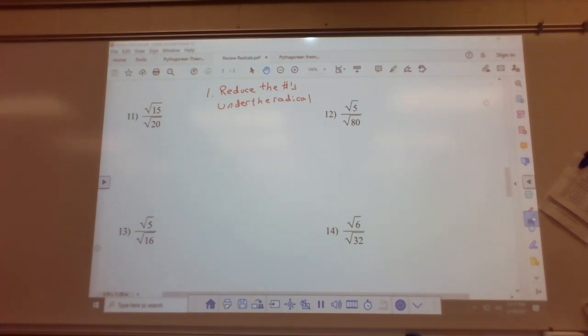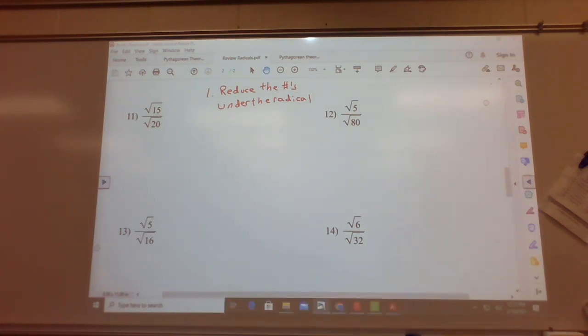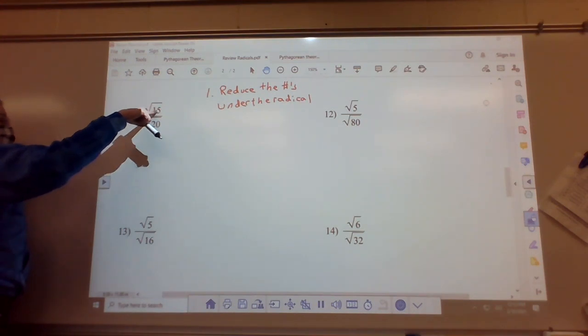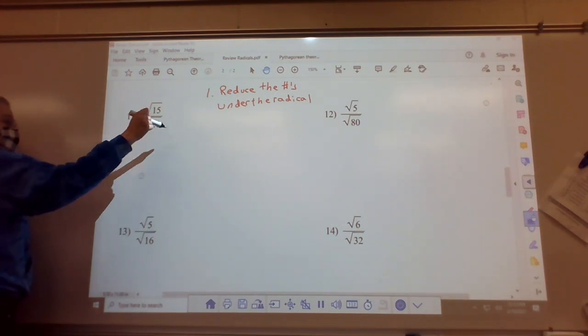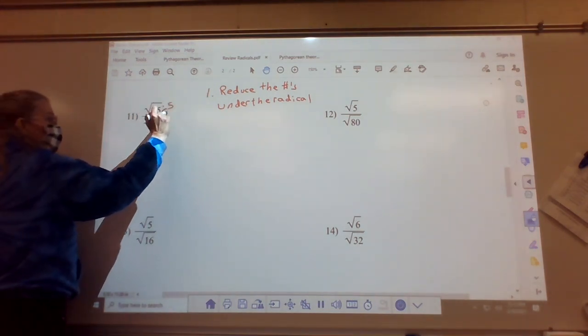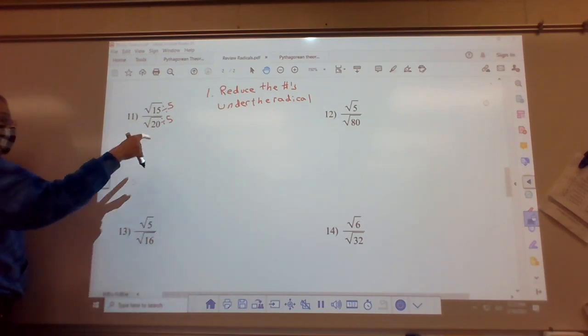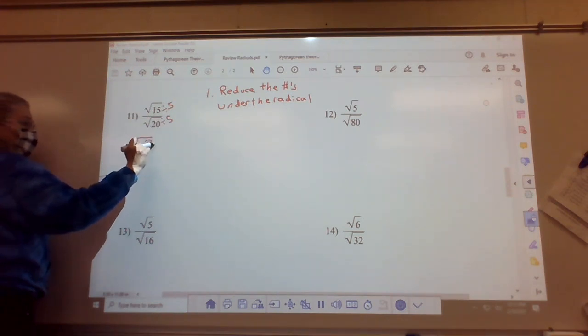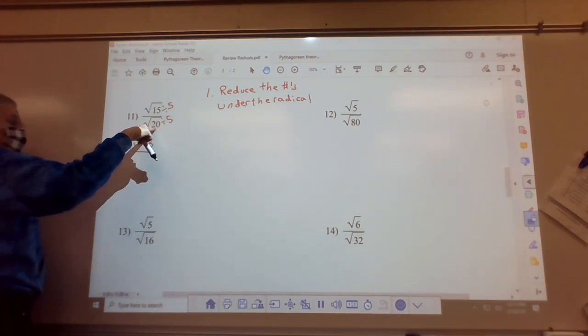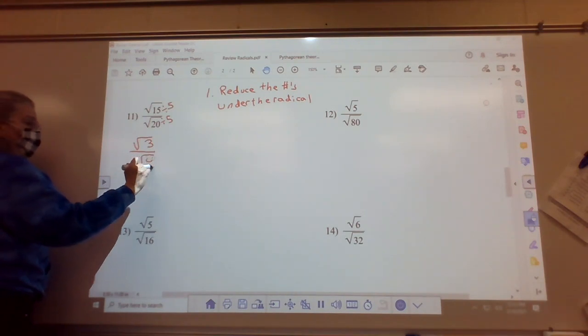So same as any fraction, if you can divide both numbers by something, I'm going to do that. And radicals can reduce with radicals. And it makes smaller numbers so they're easier to work with. So number 11 here, I've got a 15 and a 20. Is there any number I can divide both of those by to make this a smaller problem? 5. So I'm going to divide both of these by 5. So I'm reducing it. So the radical is still there. I didn't do anything with it. 15 divided by 5 is 3. Over 20 divided by 5 is 4. So that's step 1.